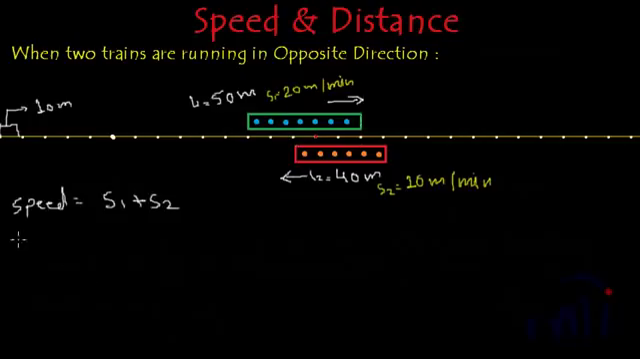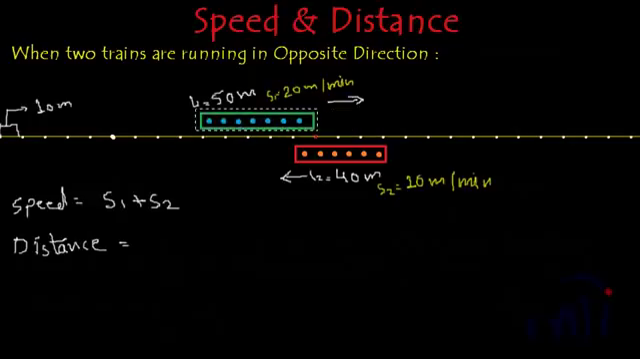And what about the distance they have to travel to cross each other completely? So when we are talking about the distances, we again have to start from the beginning. So initially this green train was somewhere here and this red train was somewhere over here. They were just about to cross each other, right? So this was the situation 1 minute ago, right?